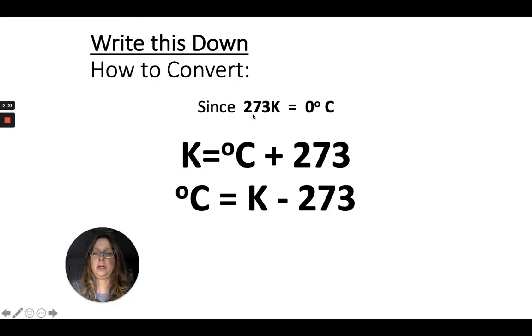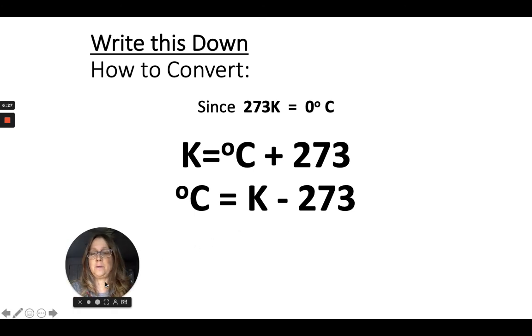So here's something you need to write down. How do you convert? We know that 273 Kelvin, and generally we don't put a degree sign with Kelvin, we do with Celsius, but 273 Kelvin, and we won't worry about the decimal points, equals 0 degrees Celsius. So Kelvin equals Celsius plus 273, right? 0 plus 273 gives you 273. Celsius, on the other hand, is Kelvin minus 273. And again, when you're doing these conversions, just remember the Kelvin will always be the larger number, and there will be no negative number in the Kelvin scale.